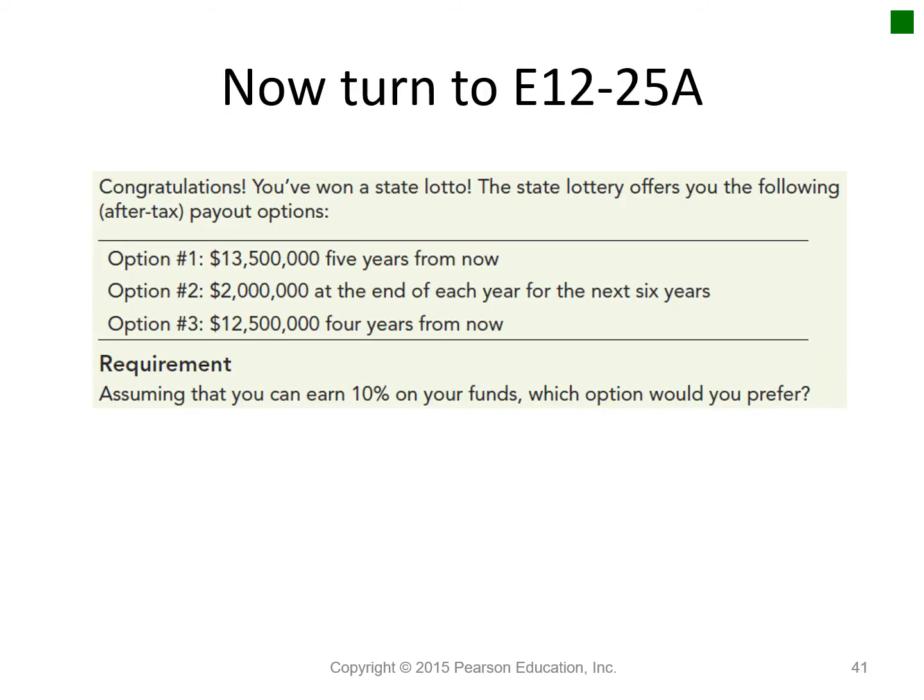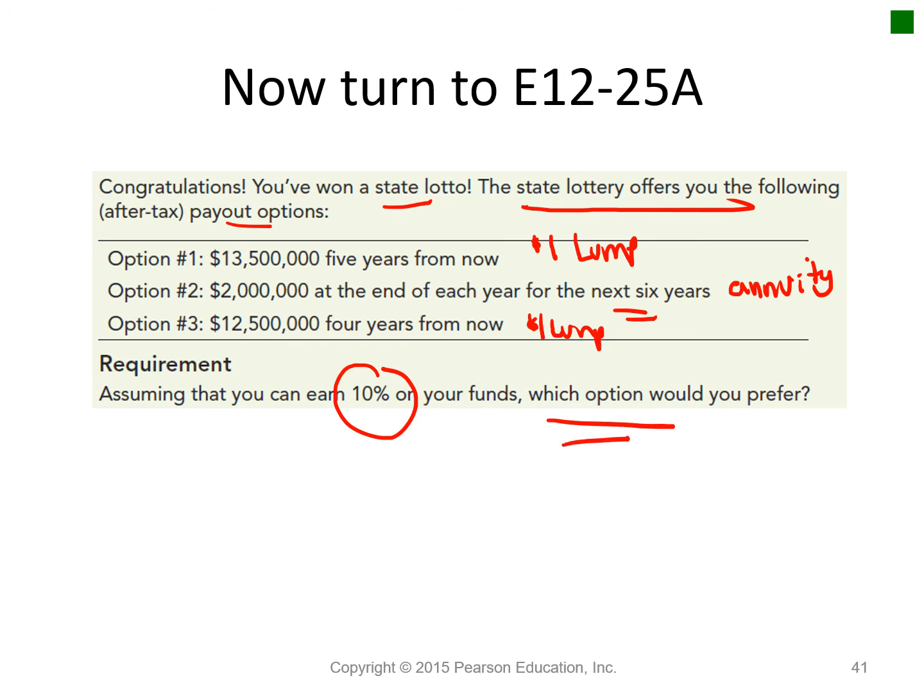All right, let's look at this illustration again on time value money. It says that you just won the state lotto. The state lottery offers you the following payout options. So number 1, $13.5 million 5 years from now. That would be simply that's your lump sum type of deal. Part 2 gives you $2 million at the end of each year for the next 6 years. That's going to be an annuity type of situation. And then option 3, again, 4 years from now, you get $12.5 million. Again, that's going to be your lump sum calculation. So assuming you can earn 10%, which option would you prefer?